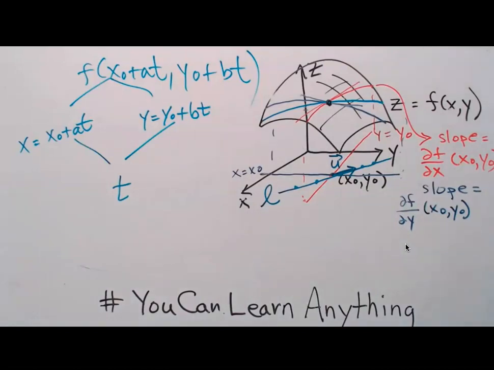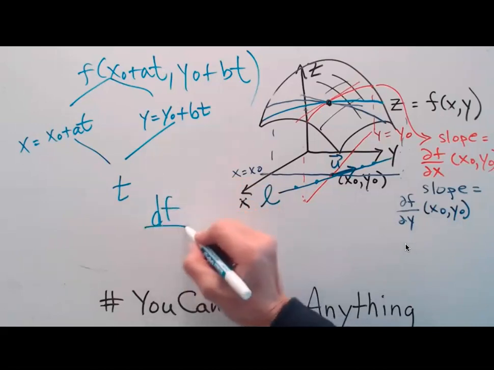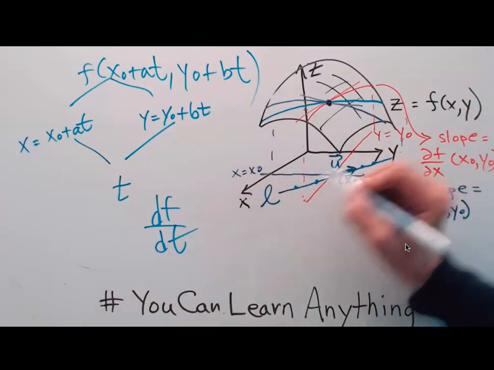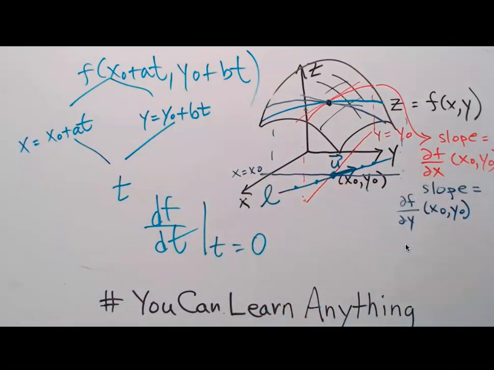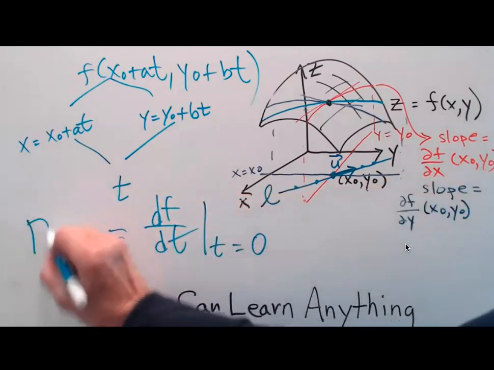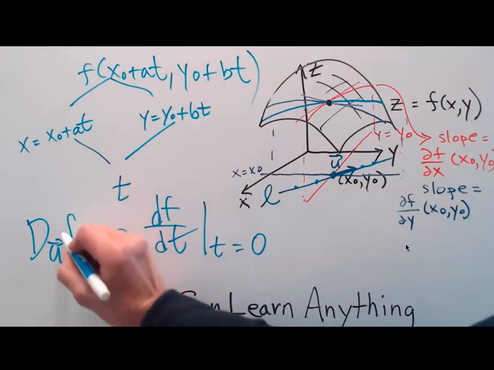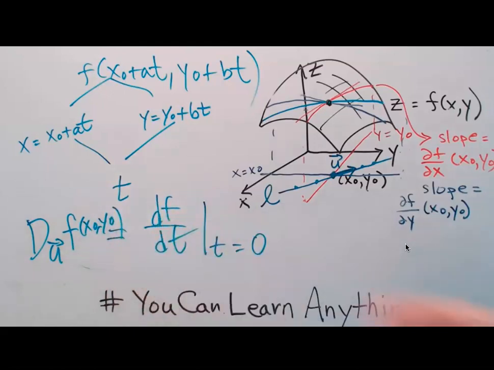Well, what do I want to find? I want to find df with respect to t, when t equals 0. And that, my friends, is going to be the directional derivative in the direction of u of the function f at the point x naught, y naught.